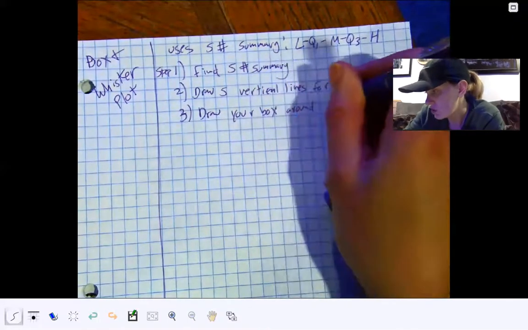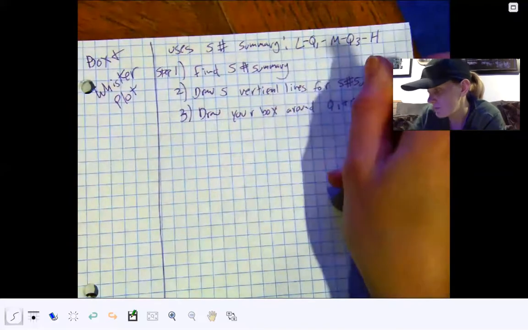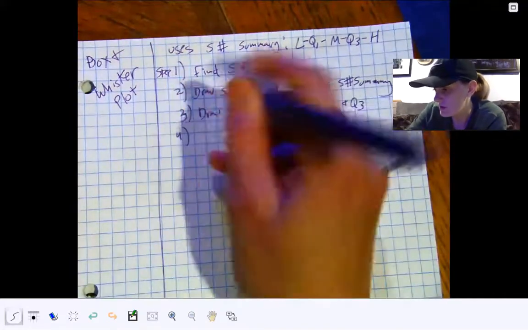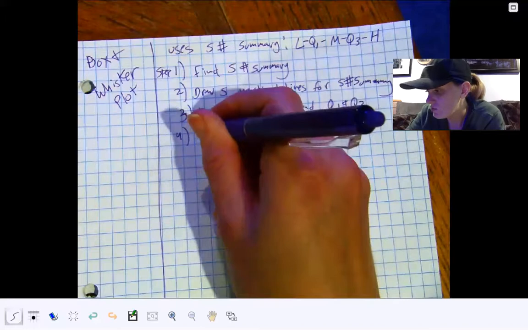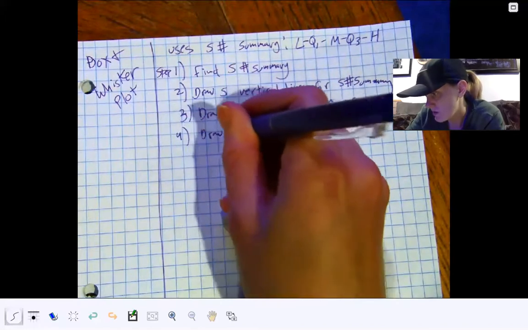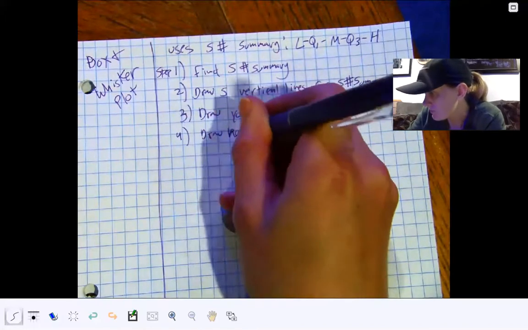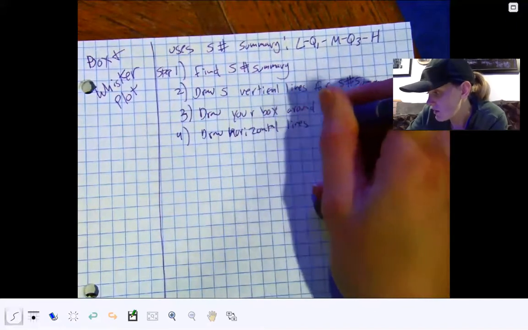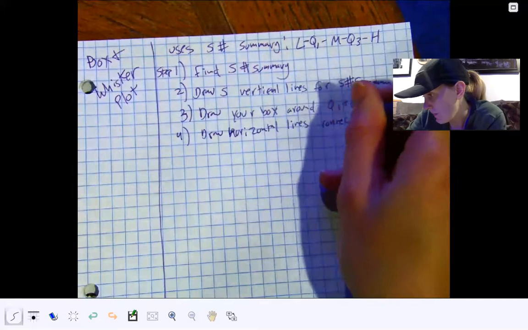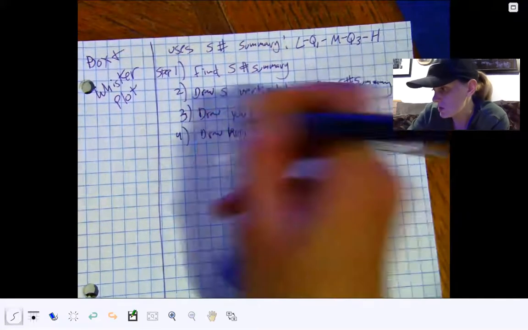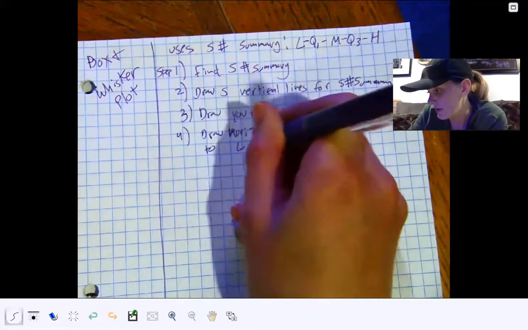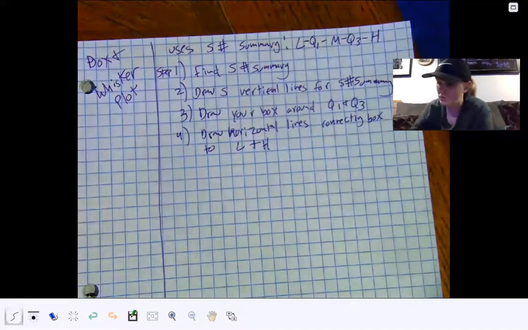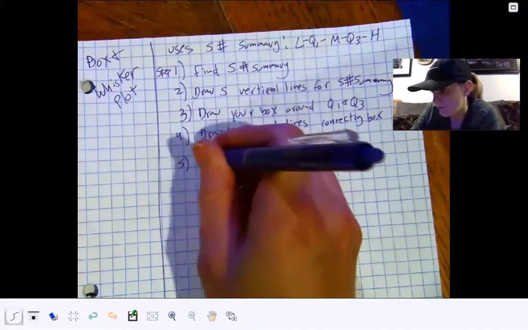Step 3 is draw your box around Q1 and Q3. And step 4 is draw horizontal lines connecting the box to the low and high. And then we always title it so we know what it's about.